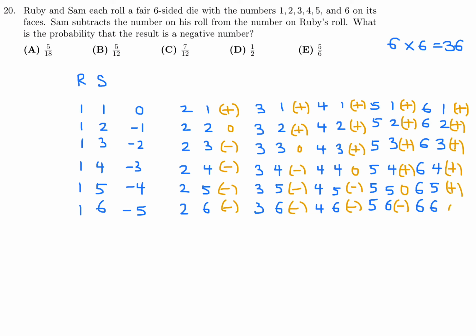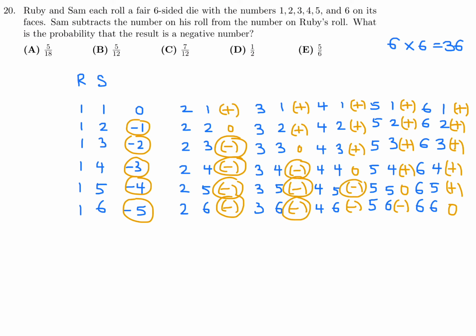Okay, so now let's count up all the negatives. 1, 2, 3, 4, 5, 6, 7, 8, 9, 10, 11, 12, 13, 14, 15. So 15 of the 36 are negative. And in lowest terms, dividing top and bottom by 3 would give me 5 over 12. So number 20, the answer is B.